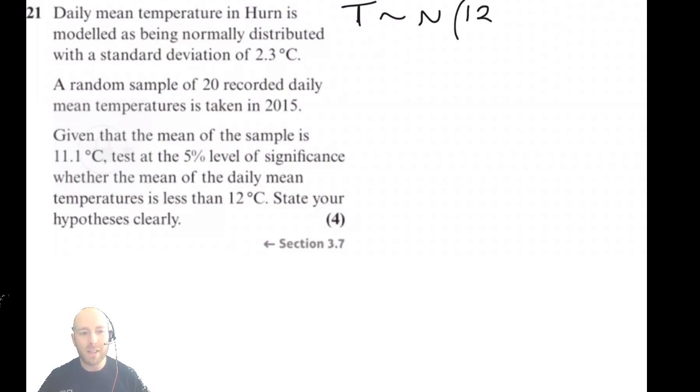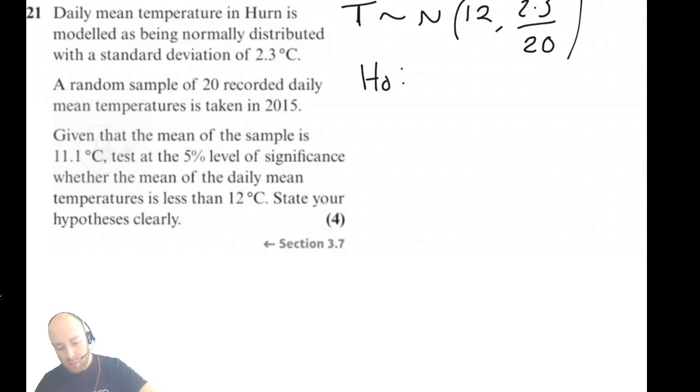Dan asked, if the mean was 12, how do you know, or do we work out something else? And the way we do it is reading through. So the mean of the sample is 11.1, so that's the thing we're testing, and we're testing that against 12. So 12 is the population mean. Writing out, we've got a standard deviation of 2.3, so 2.3 squared over 20, which is n. H0, we're saying mu is 12, and H1, mu is less than 12.